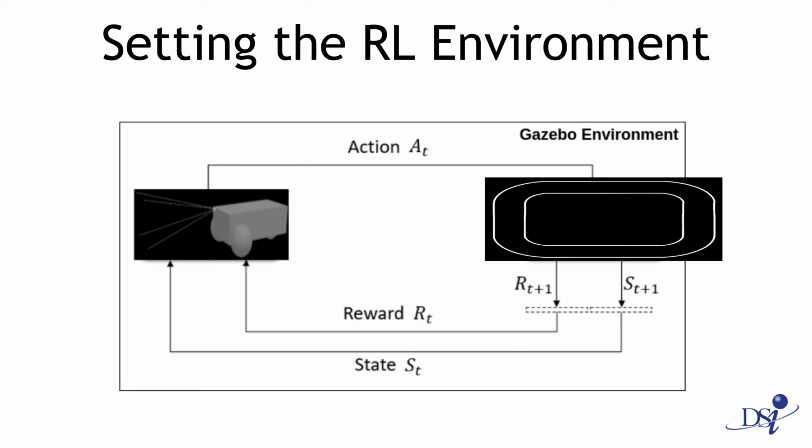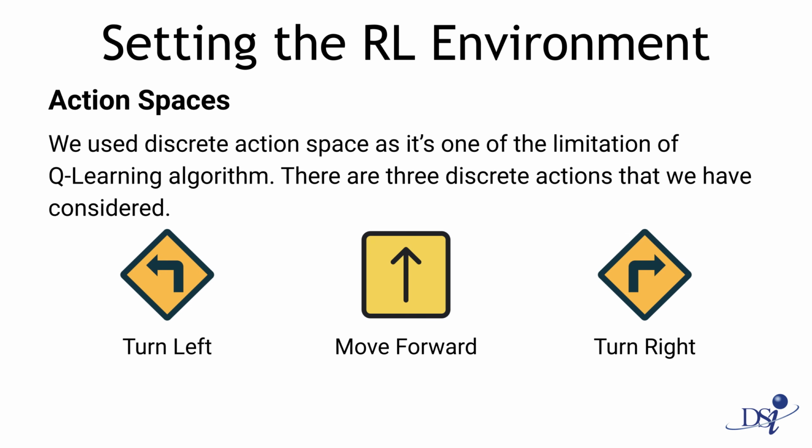In RL algorithms, the agent takes an action and receives feedback from the environment in the form of rewards. The goal of the algorithm is to find a policy that maximizes the expected value of the reward. In order to make the environment compatible with RL algorithm, we need to define our action space and observation space.